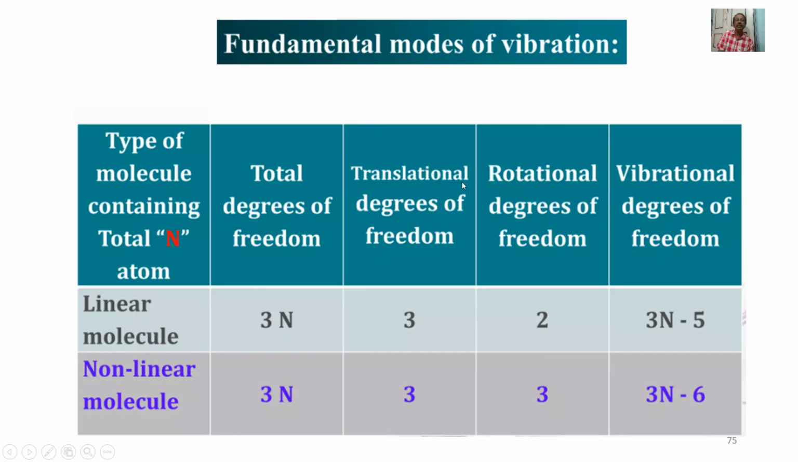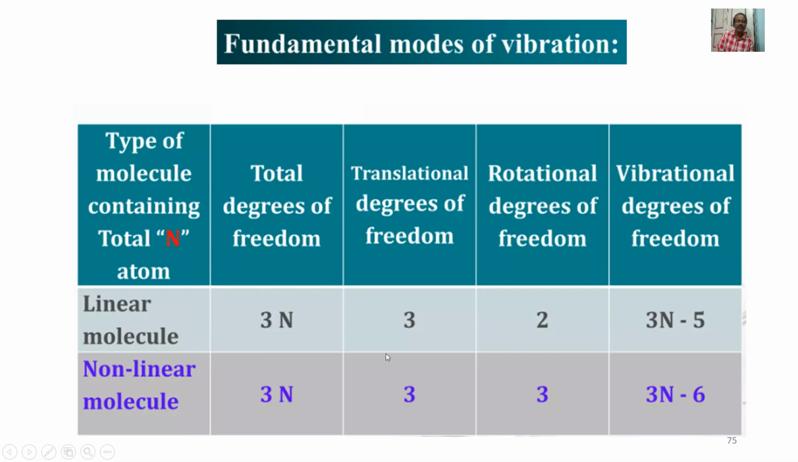Fundamental modes of vibration. For a molecule containing a total of n atoms, for the linear molecule, the formula for the vibrational degrees of freedom goes like this: 3n minus 5. For a non-linear molecule, the formula to find out the vibrational degrees of freedom is 3n minus 6. Here, n is the number of atoms. 3n is the total degrees of freedom. For example, the translational degrees of freedom is 3. Rotational degrees of freedom is 2 for a linear molecule. So the formula goes 3n minus 5.